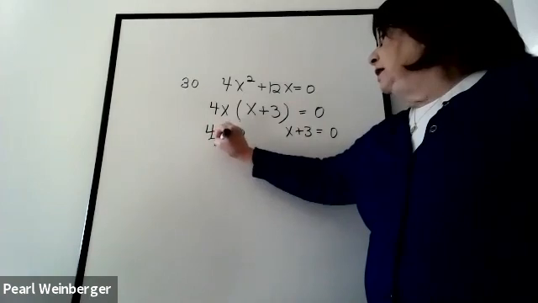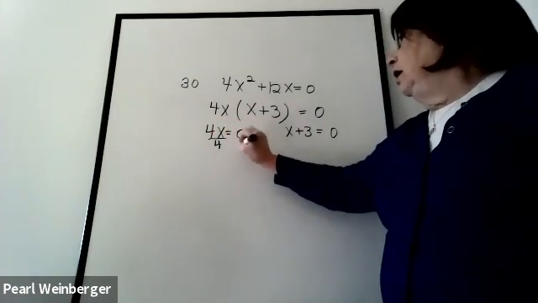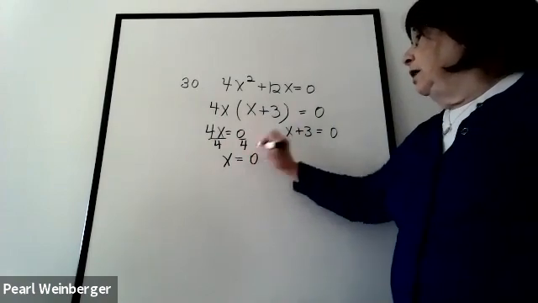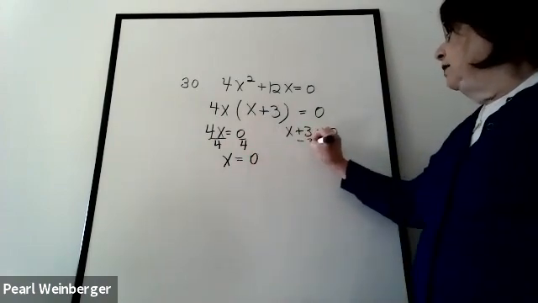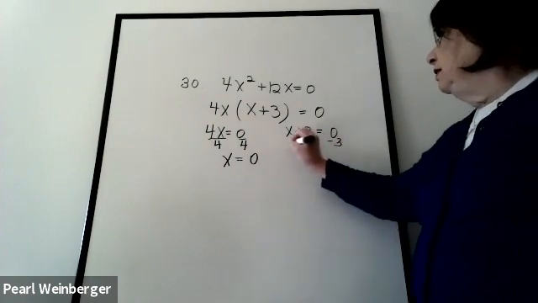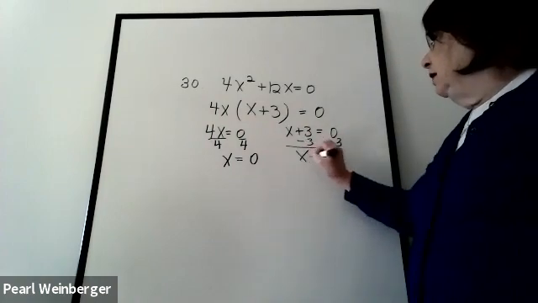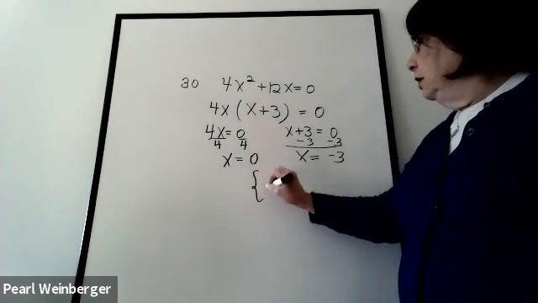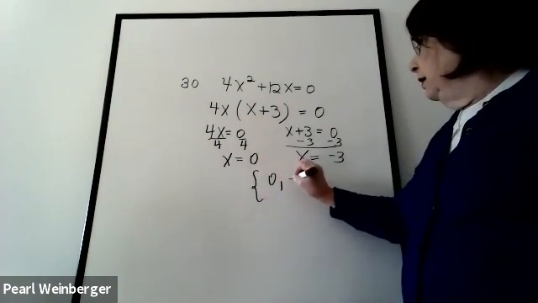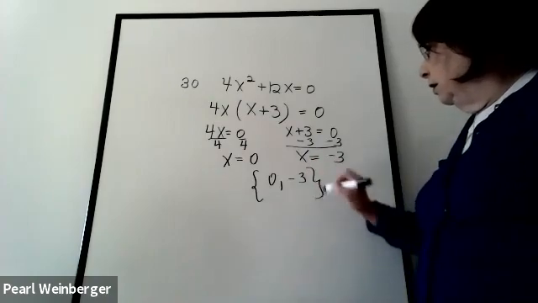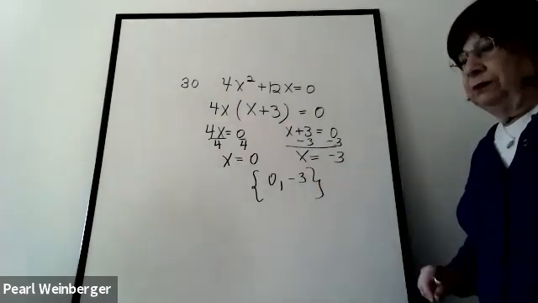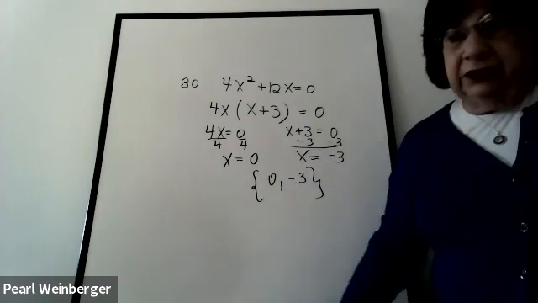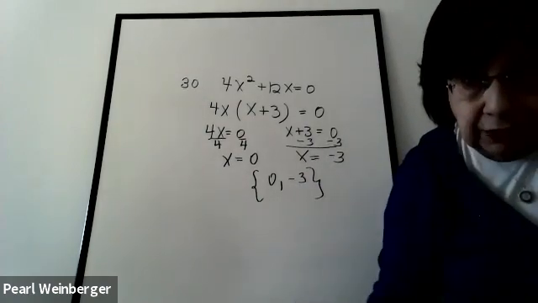I solved this by dividing both sides by 4, and this gives me x equals 0. Well, 0 divided by anything is 0. And this I get by subtracting 3 from both sides, and this gives me x equals -3. And here are my two answers, 0 and -3. Sometimes you see them inside brackets. So that's the general method of solving a quadratic equation.